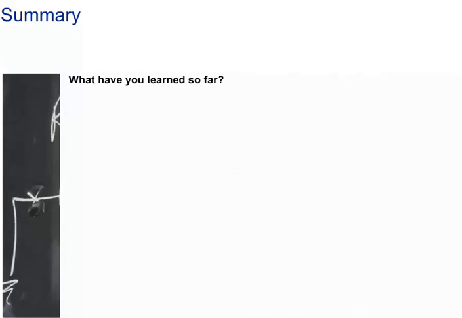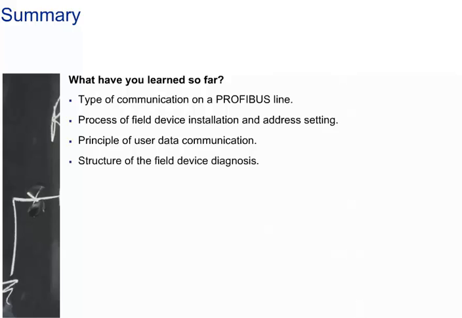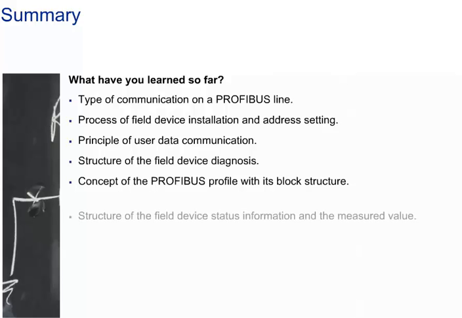Now let's summarize this learning module. So, what have you learned so far? The type of communication on a Profibus line between the masters and to the slaves. The process of field device installation and address setting, offering three different possibilities. The principle of user data communication, where the master polls the slaves one after the other. The structure of the field device diagnosis, which provides useful information from the field devices. The concept of the Profibus profile with its block structure, showing the great opportunities provided by the Profibus Protocol.